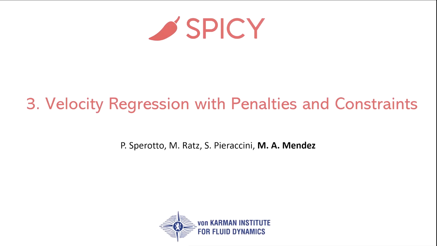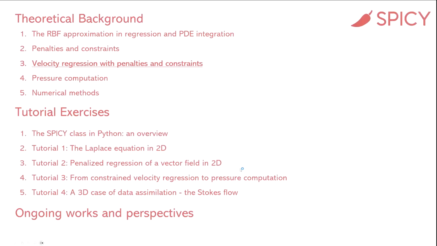I'm Miguel Alfonso Mendez, and in this video we'll talk about penalized and constrained RBFs for the velocity regression in image velocimetry using our open source software Spicy. This is the third video of the mini course covering the theoretical background of Spicy. In the first video we introduced the general idea of RBF approximations, and we saw how to use them for regression and PDE integration. In the second video we talked about penalties and constraints. Now we will see how to use these two things, this framework, for the velocity regression.